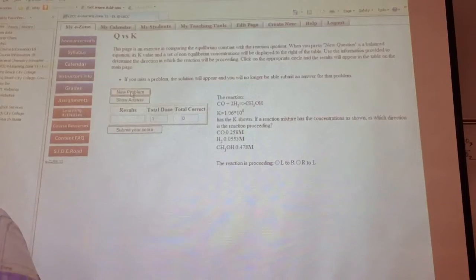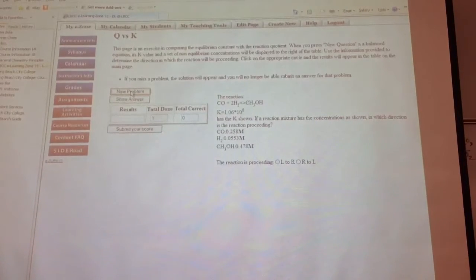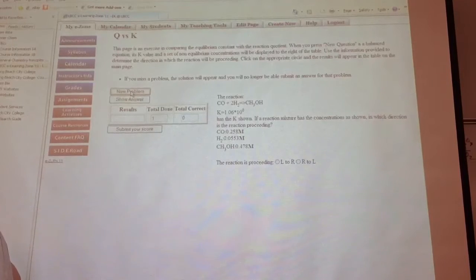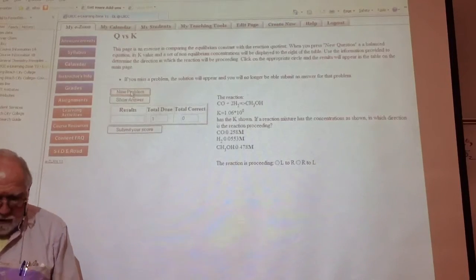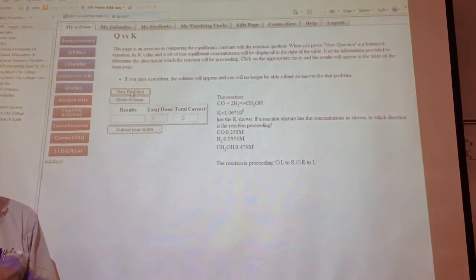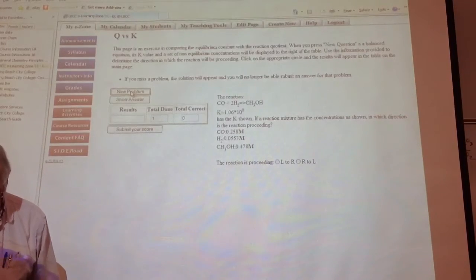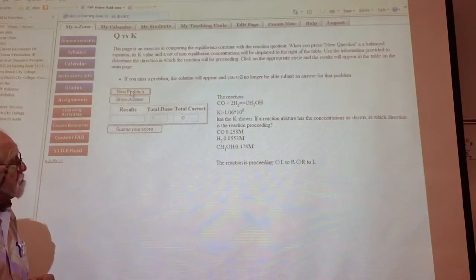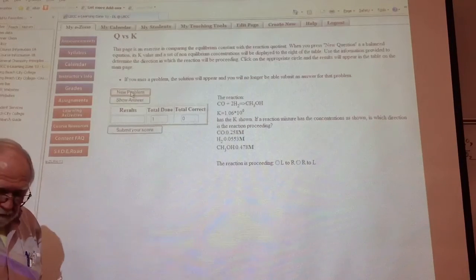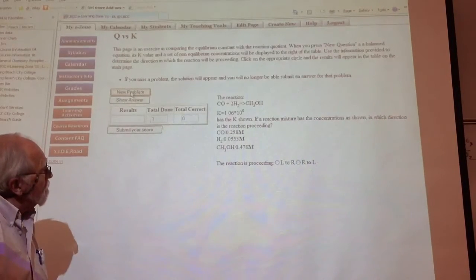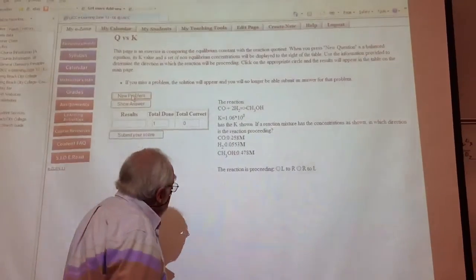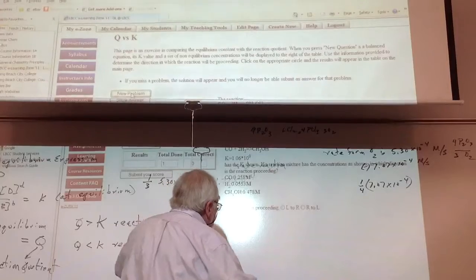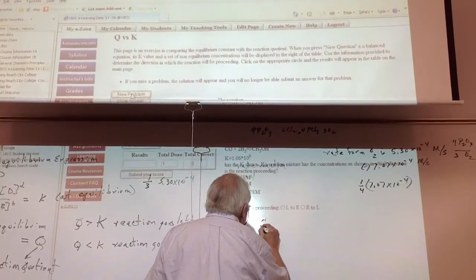So let me pull out the calculator. This is not a really tough problem. It might be something you see on a multiple choice question on the final exam. But we have something like this as part of an equilibrium problem. So let me write down the reaction here the way your book does it.